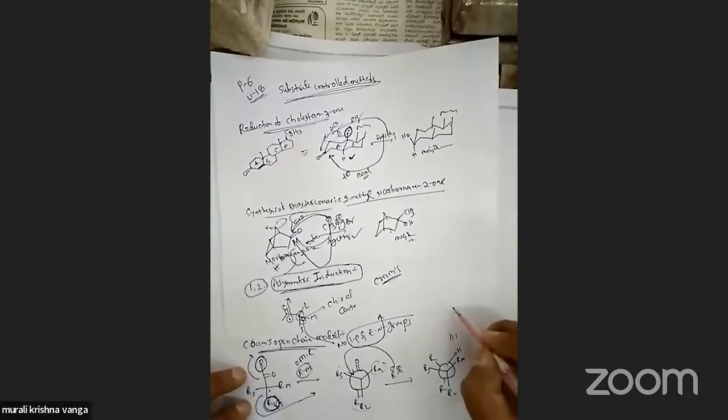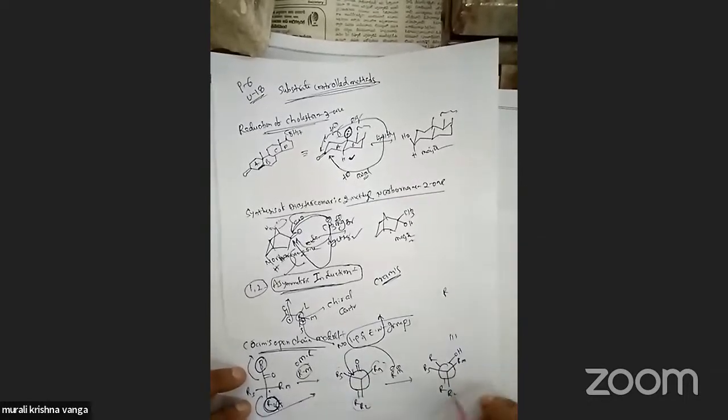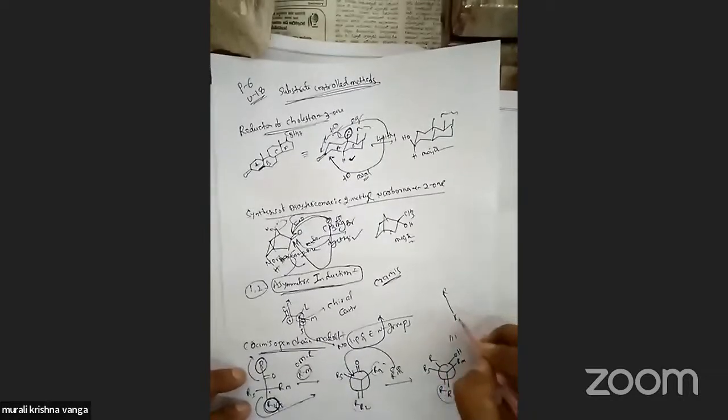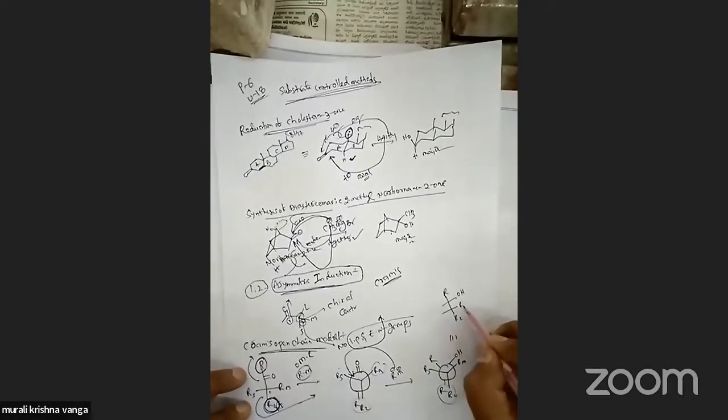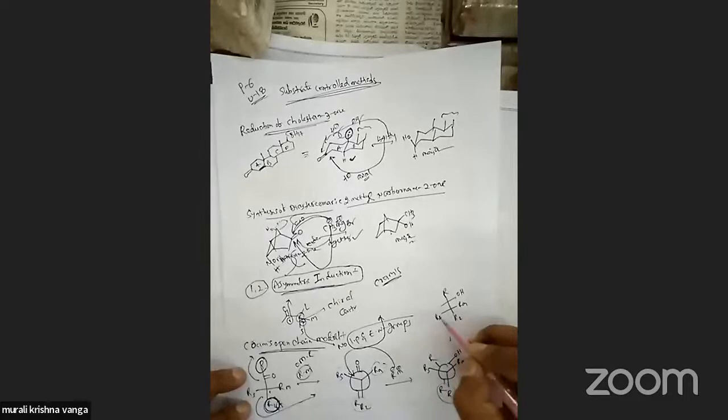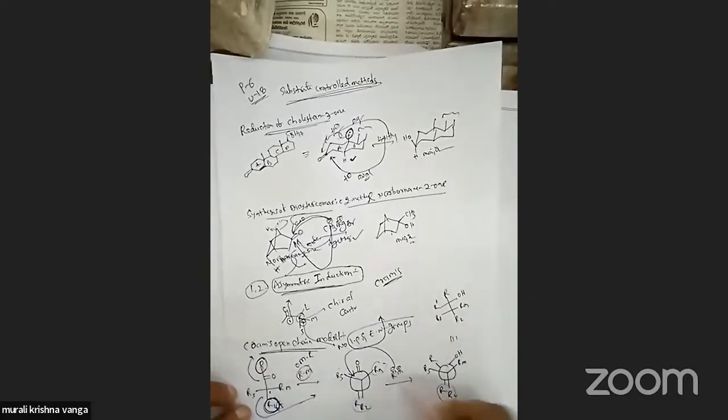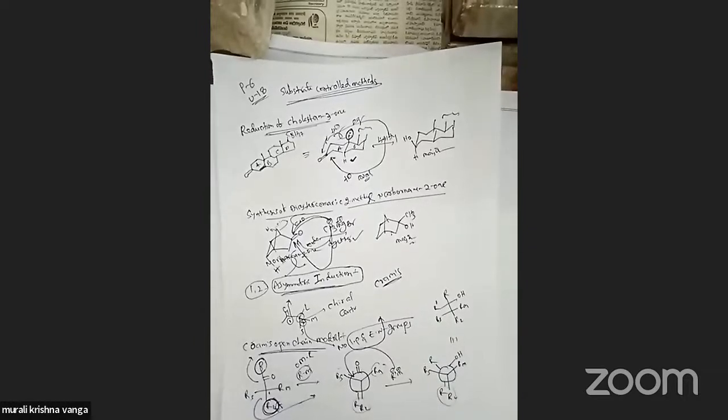When this is converted into the Fischer formula, these are the R's, and OH is on the right side, medium, small, and R. So this is how the product formation takes place. This is Cram's open chain model.